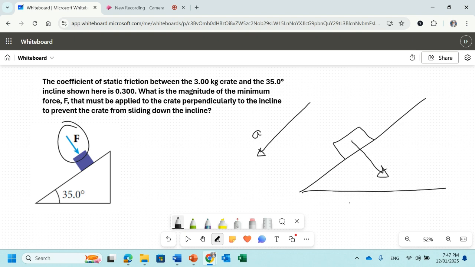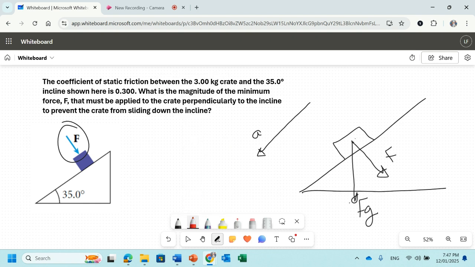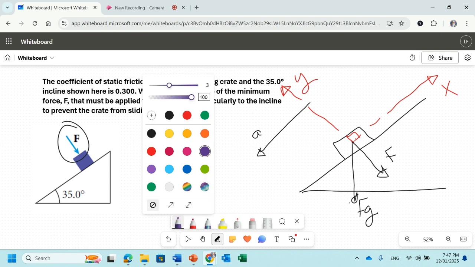I'm going to make it here like this. So this is F. Okay, now I have Fg down. So this is Fg, and we need to draw X and Y. So here I have X always parallel to the inclined surface and Y perpendicular to X. So this is Y, it should be perpendicular. In the same direction of Y, we have the normal force. So here, this is the normal or reaction force.